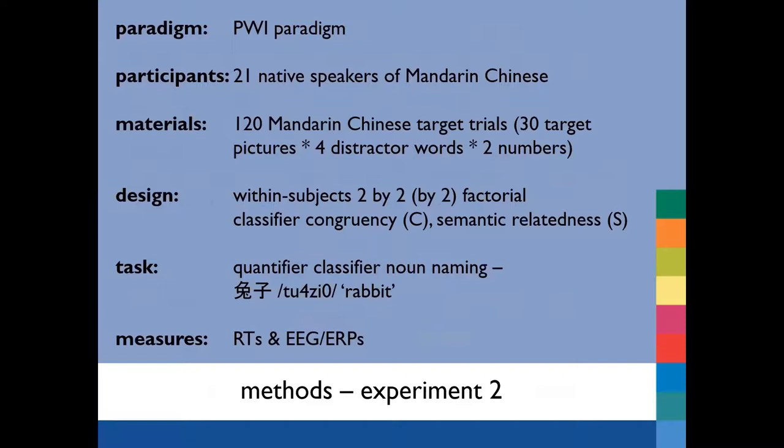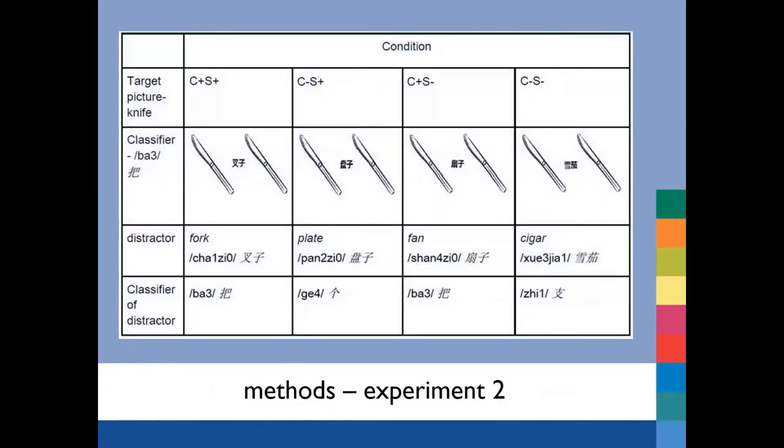Now we carried this on, and this is work by Xiaoyan Huang, who extended the work of Man Wang by introducing another condition where she manipulated the number of the objects. So in this case, people either had to say two knives, or in another condition, we presented three knives and they had to produce three knives, okay? So there was variation, but in this case, people did not have to produce the bare noun, but they had to produce a numeral classifier noun phrase. And the rest of the conditions were the same.